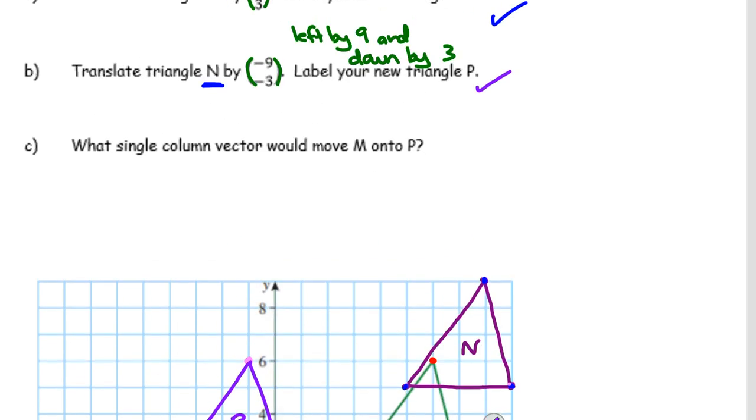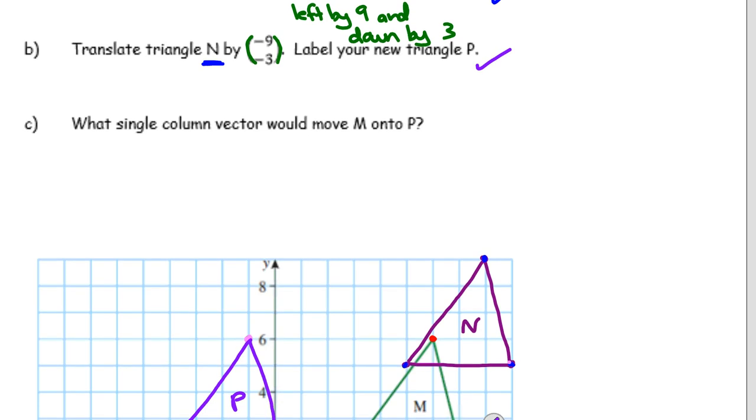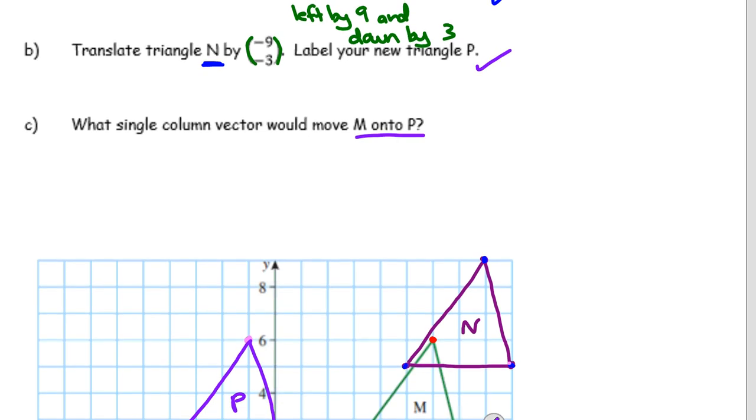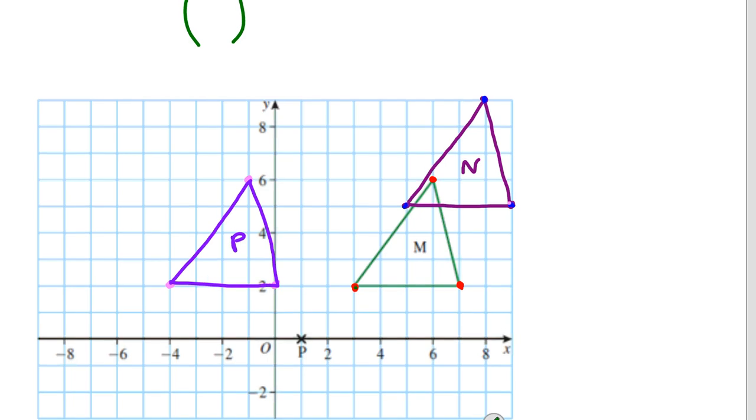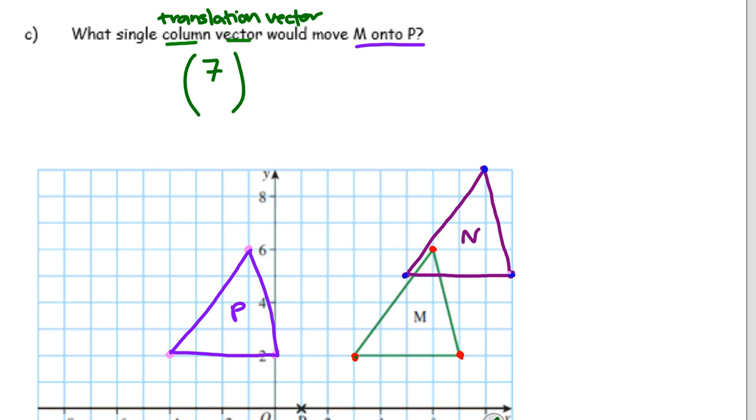So what single column vector would move M onto P? So a single column vector, they just kind of want you to, they mean translation vector. So what is a translation vector that would move M onto P? Let's look at the picture. So drawing the picture helps a lot. So M, this little point, it didn't move up at all, but it moved across, moved to the left. 1, 2, 3, 4, 5, 6, 7. And that little point didn't move vertically at all. So it's just 0.